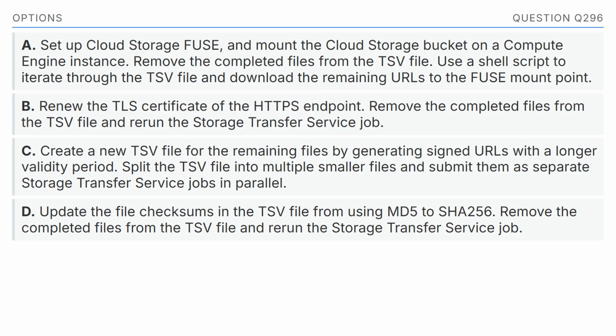Option C, create a new TSV file for the remaining files by generating signed URLs with a longer validity period. Split the TSV file into multiple smaller files and submit them as separate Storage Transfer Service jobs in parallel. Option D, update the file checksums in the TSV file from using MD5 to SHA-256. Remove the completed files from the TSV file and rerun the Storage Transfer Service job.